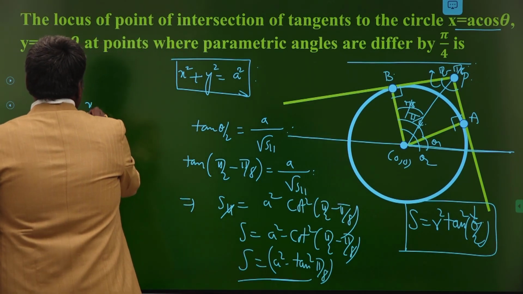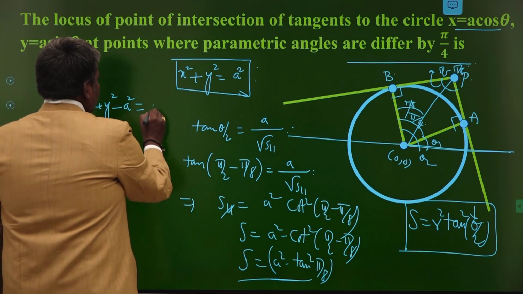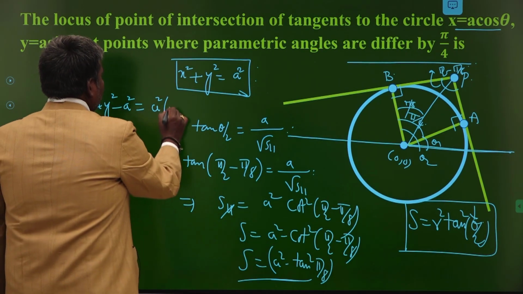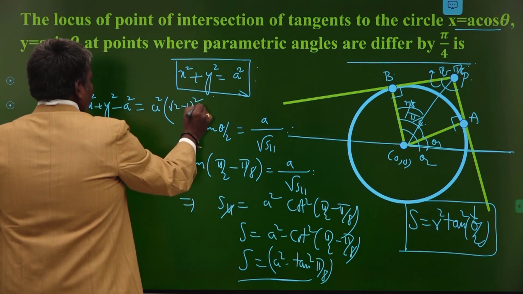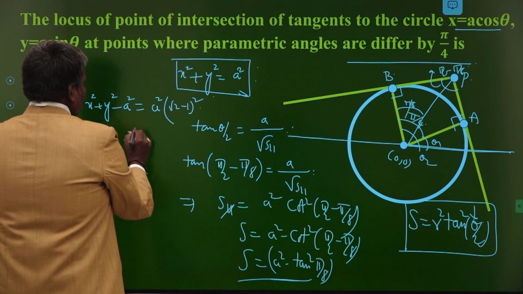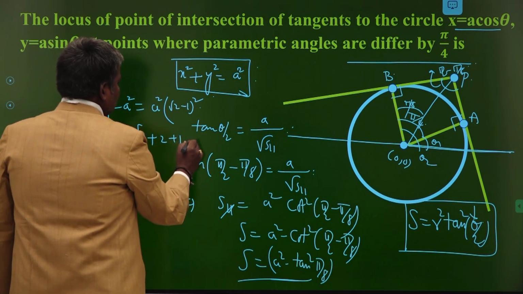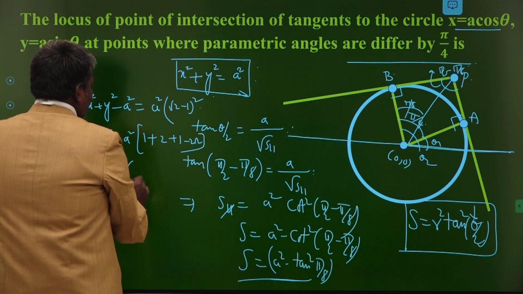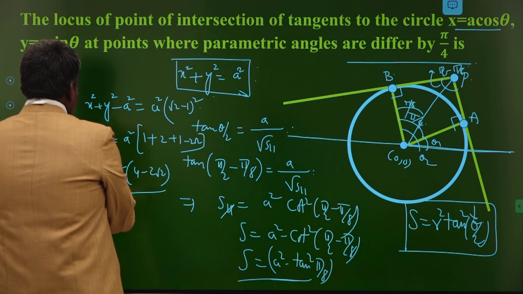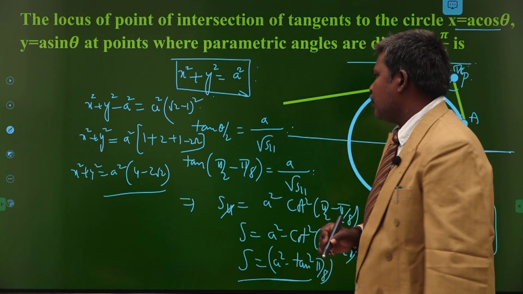What is your S here? X square plus y square minus a square. This is your S is equal to a square into, what is tan pi by 8? That is root 2 minus 1, root 2 minus 1 whole square. So x square plus y square is equal to a square into 1 plus root 2 minus 1 whole square. 2 plus 1 minus 2 root 2. A square times of 4 minus 2 root 2. So this is the answer. X square plus y square equal to 2a square into 2 minus root 2.